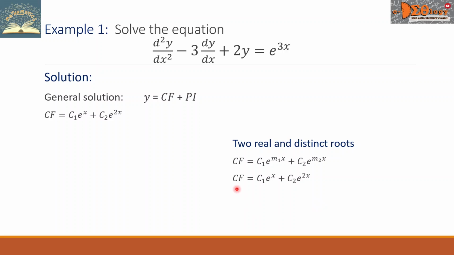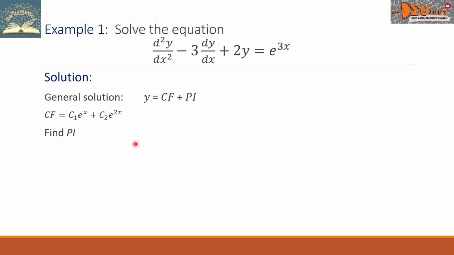We just copy the value of CF in here. Then we proceed to find the particular integral or PI. Our formula is 1 over f of D times e raised to ax. Substituting the values, we have now 1 all over D squared minus 3D plus 2, and our e raised to ax will be e raised to 3x.